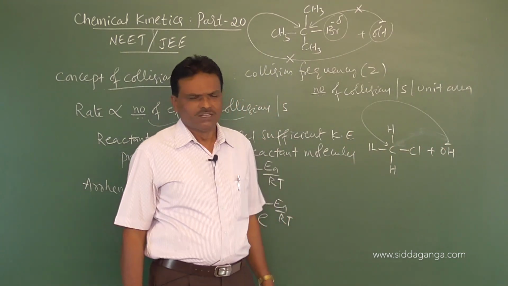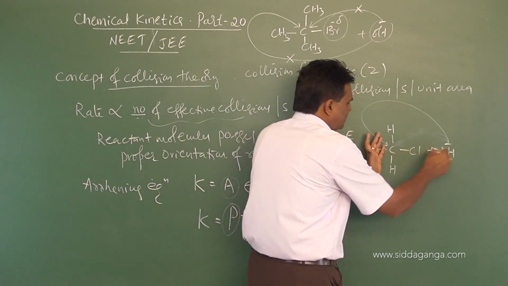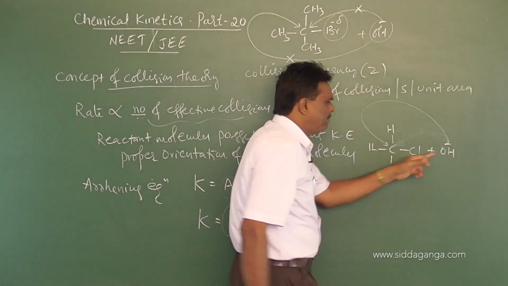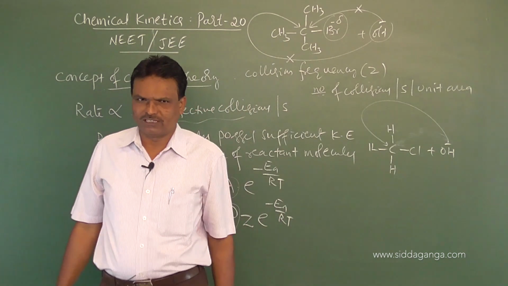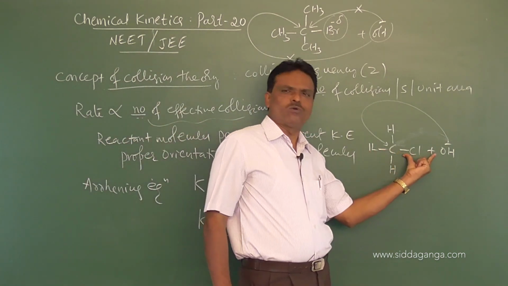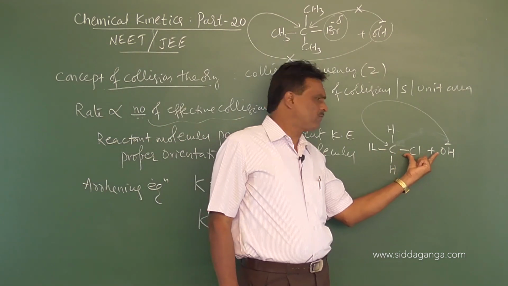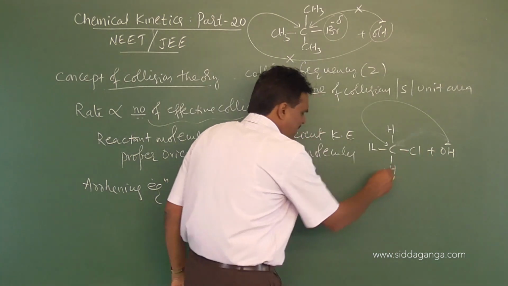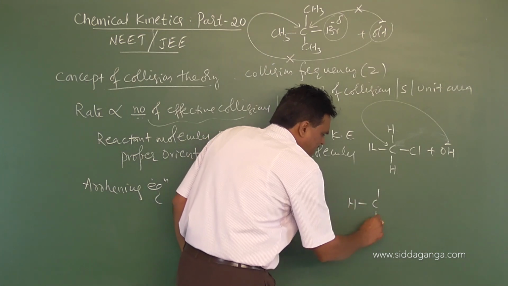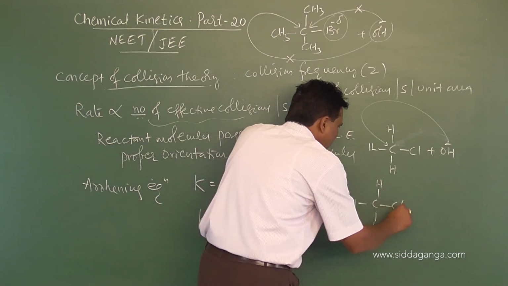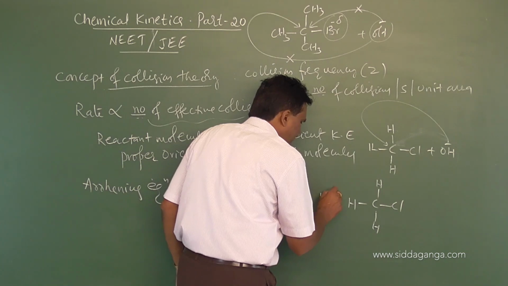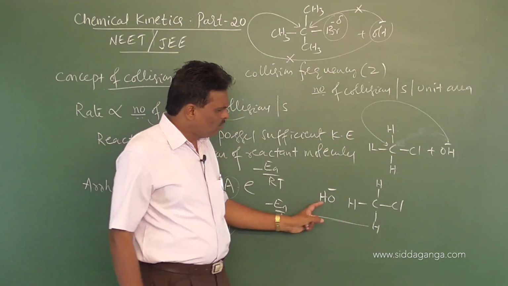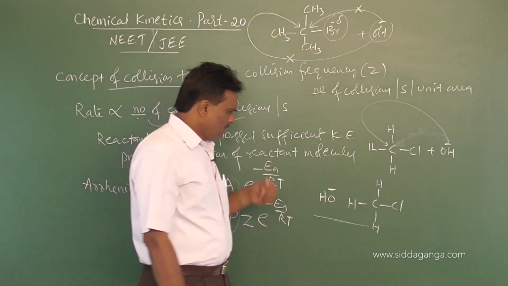Suppose the two are arranged side by side like this, this is an improper arrangement of reactant molecules. In such cases, there is no collision possibility. Even if collision occurs, there is no formation of products. Suppose the same molecules are arranged like this, CH3Br, and here OH minus. So this is the proper orientation of reactant molecules.